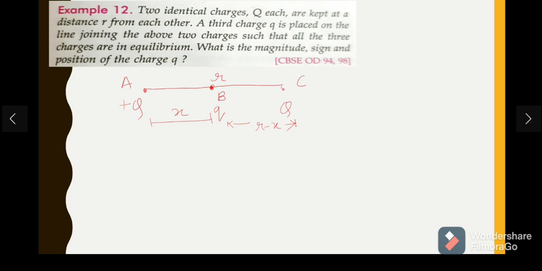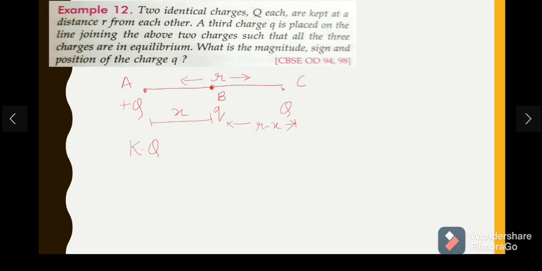q will be in equilibrium only when the forces acting from both sides are in opposite directions. So if A pushes it towards C, and C pushes it towards A, then it will stay in equilibrium. Fine. So for that to happen, what should happen?